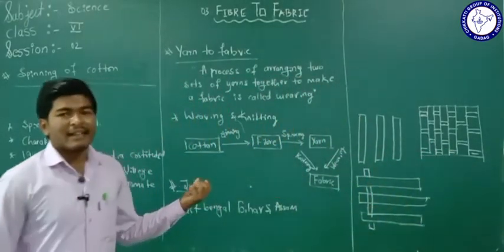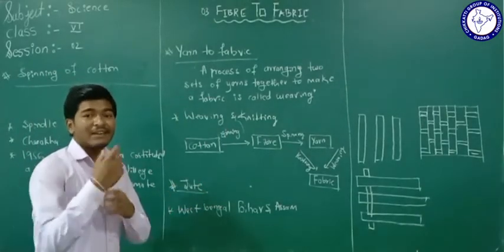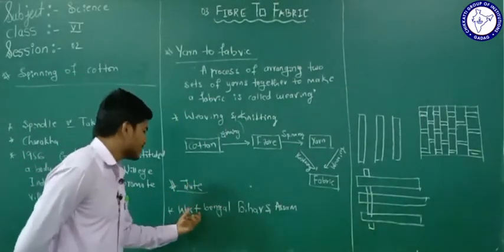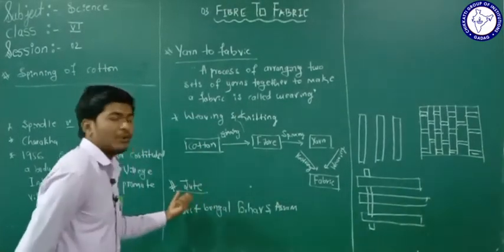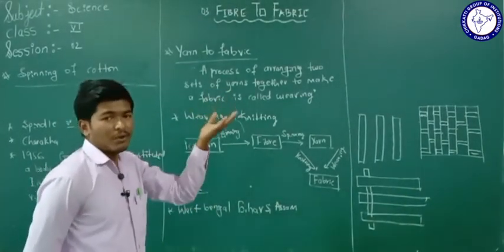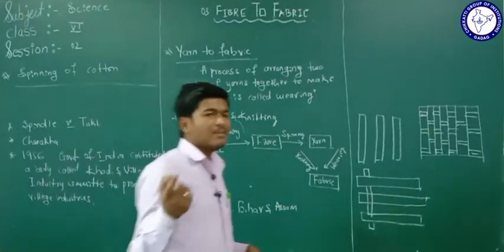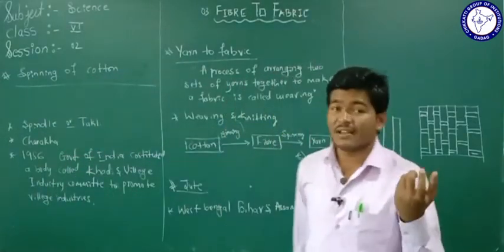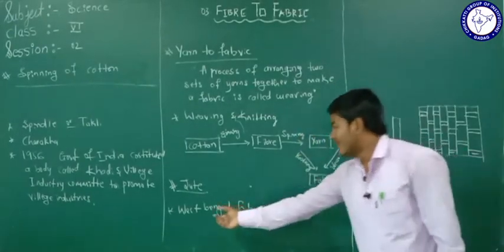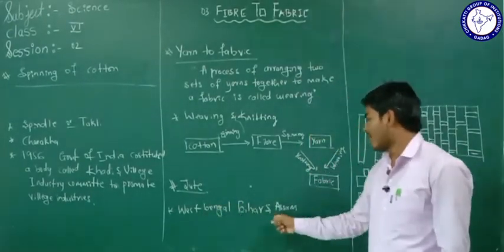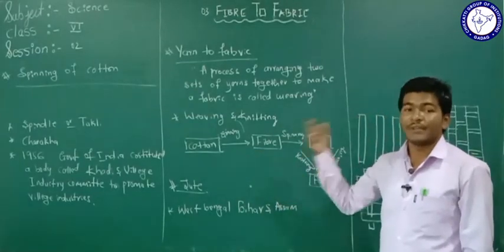Why? Because they have the river, in Calcutta or West Bengal, in Bihar and Assam, and in that area jute fibers are produced in a large amount. You have to remember, in your examination they may ask in which states of India jute fiber is cultivated. In the states of West Bengal, Bihar and Assam, jute fibers are cultivated.